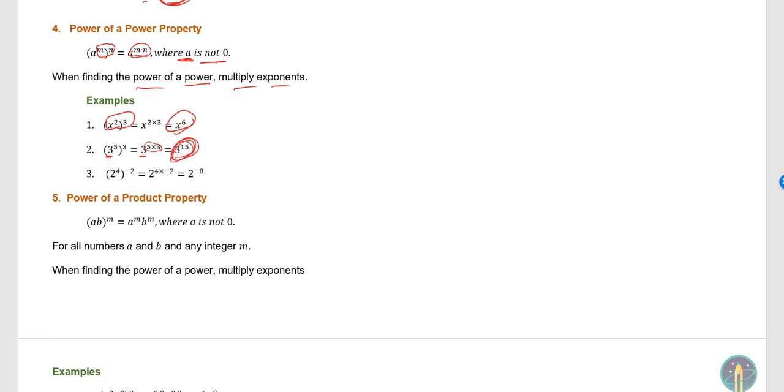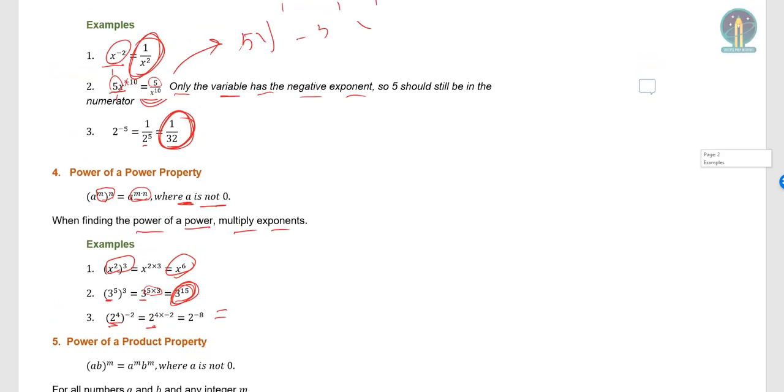2 to the 4th, all to the minus 2. Again, you can just multiply the exponents directly and take the base as common, right? So here's the base, and then 4 times negative 2, which is negative 8. Of course, we can simplify this further, using the law of negative exponents, right?